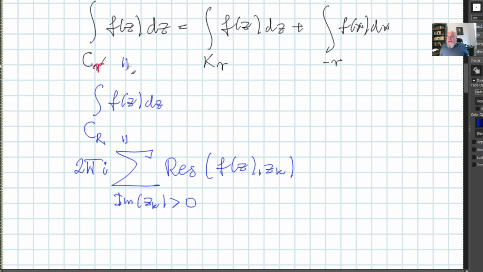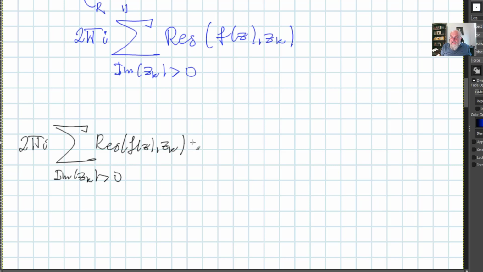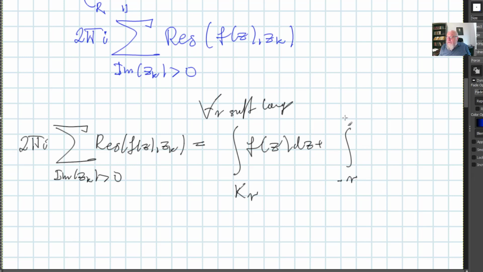But what happens on the other side? Let me write it down. We got the following situation: 2 pi i times the sum of the residues in the upper plane at zk is equal, for every sufficiently large R, to the integral over KR of f of z dz plus the integral from minus R to R of f of x dx.